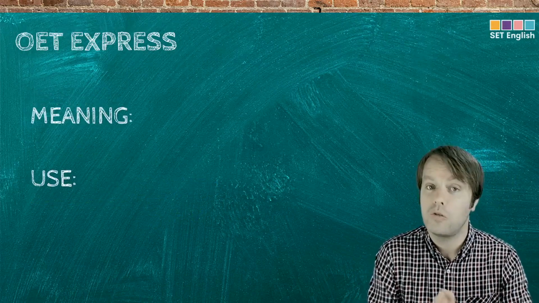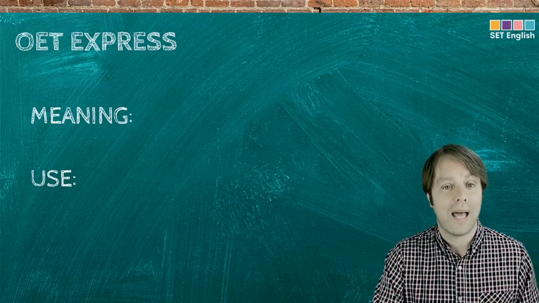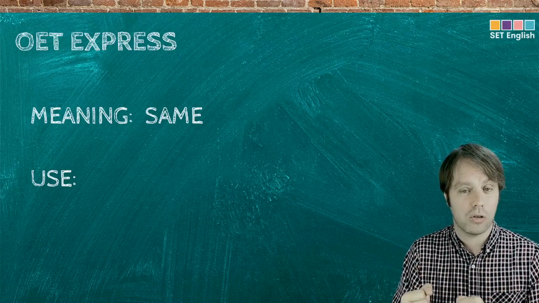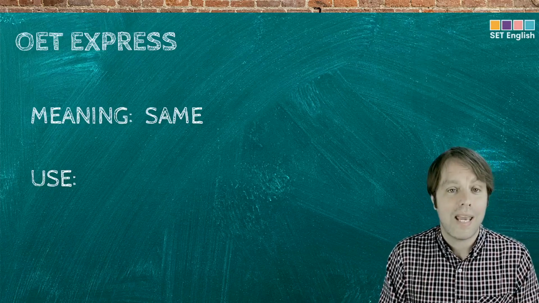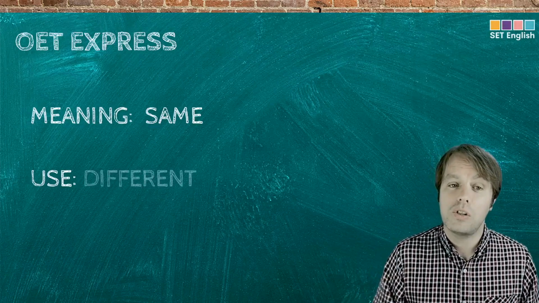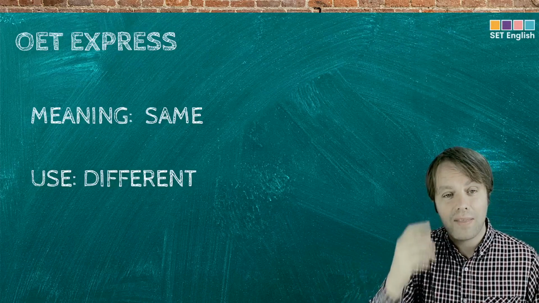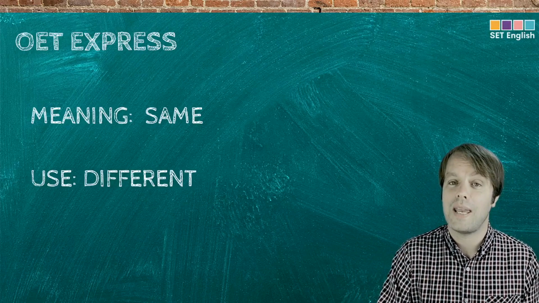That's the rule. So just remember, the meaning for "and" and "as well as" is the same. It means addition. But the use is different. I just showed you the use. So don't forget this: just because the meaning is the same, it doesn't mean you can always use it in the same way.